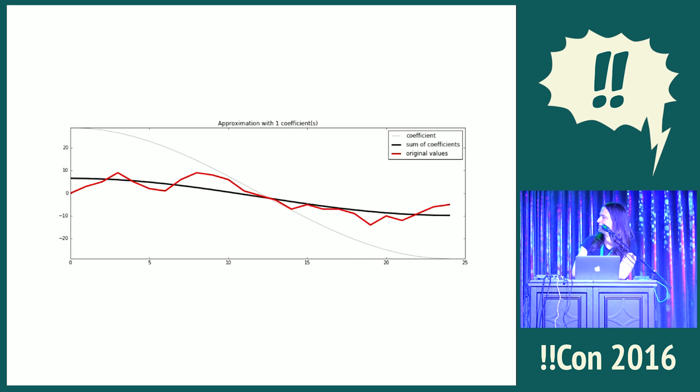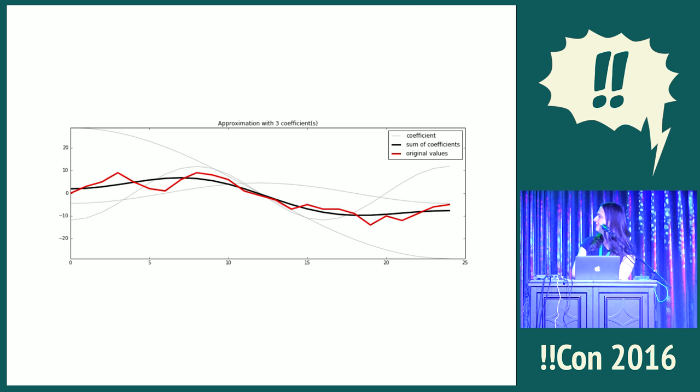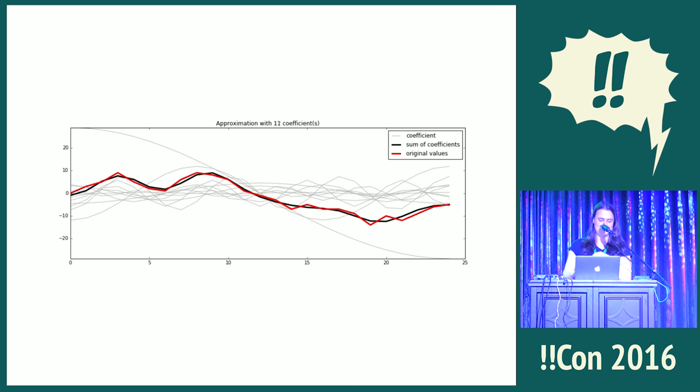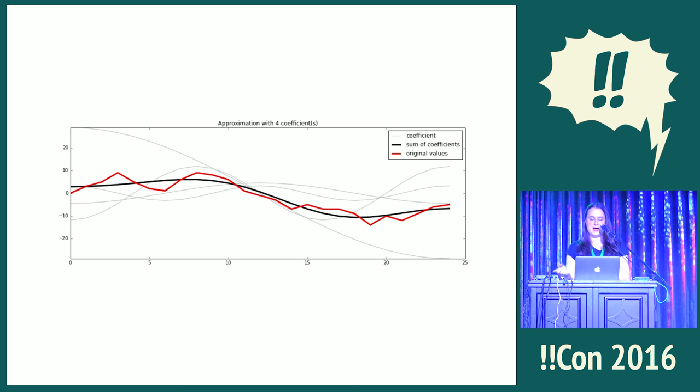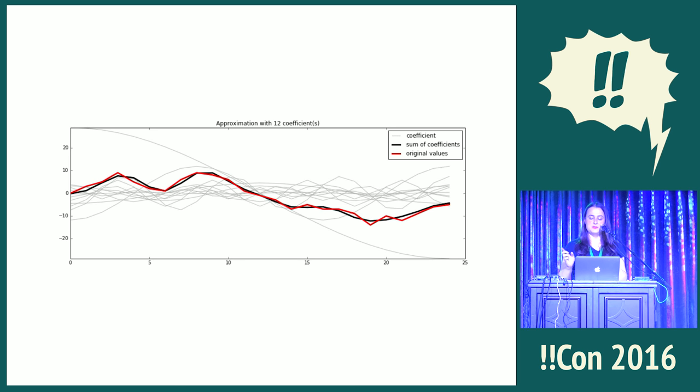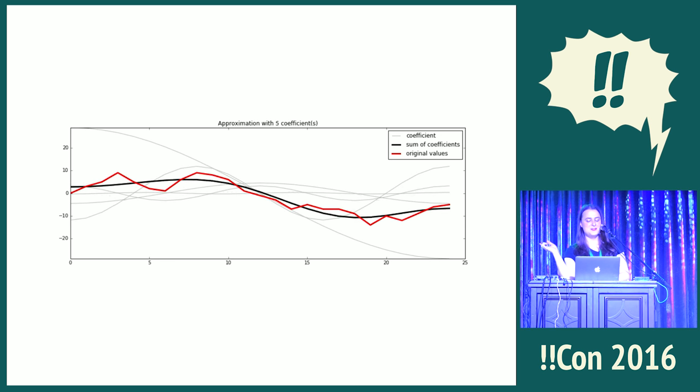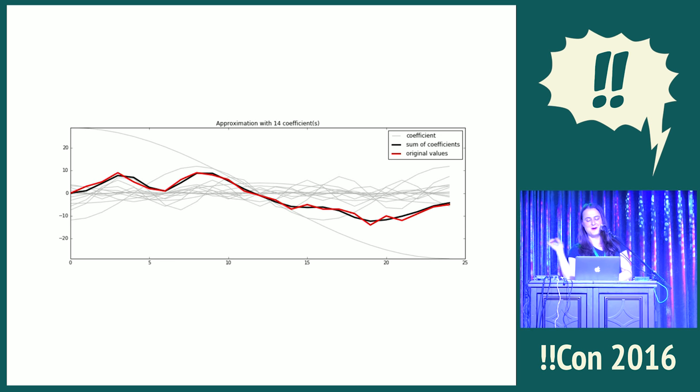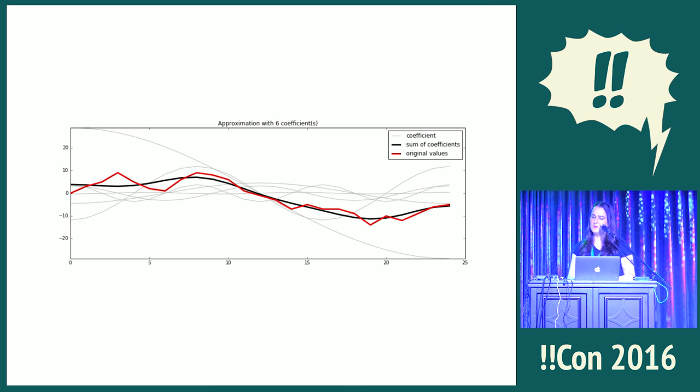I have a little animation here that should be happening. The original values are approximated by successively adding together the values of the waveforms, starting with the lowest frequency cosines. The red line is the original list of values, the light gray lines are the coefficients, and the black line is the approximation. As you can see, as you add in more coefficients, the approximation gets more accurate.